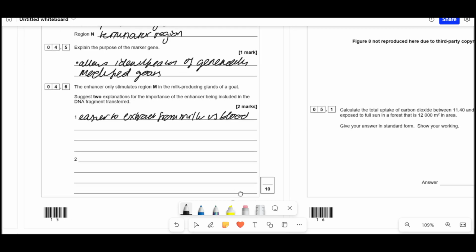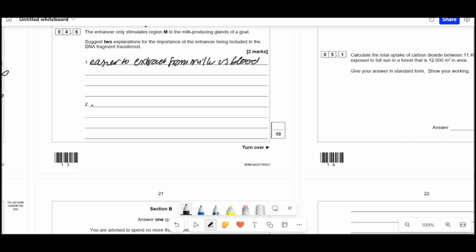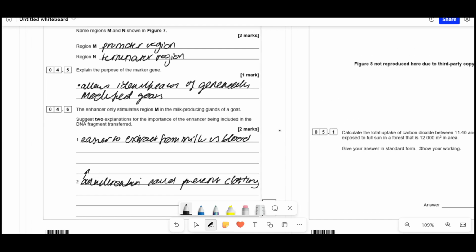So if they've got too much antithrombin, then they won't clot at all and bleed to death. So increased antithrombin could prevent clotting, and it could cause bleeding. So remember to relate it back to what the question's saying. The question is just telling you that this thing is only made in the milk glands. Why? And you need to relate it using the examples they've told you.